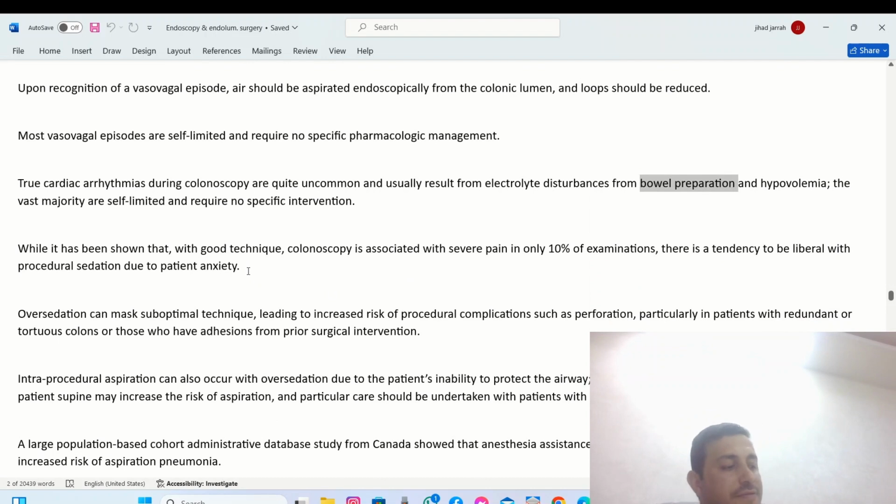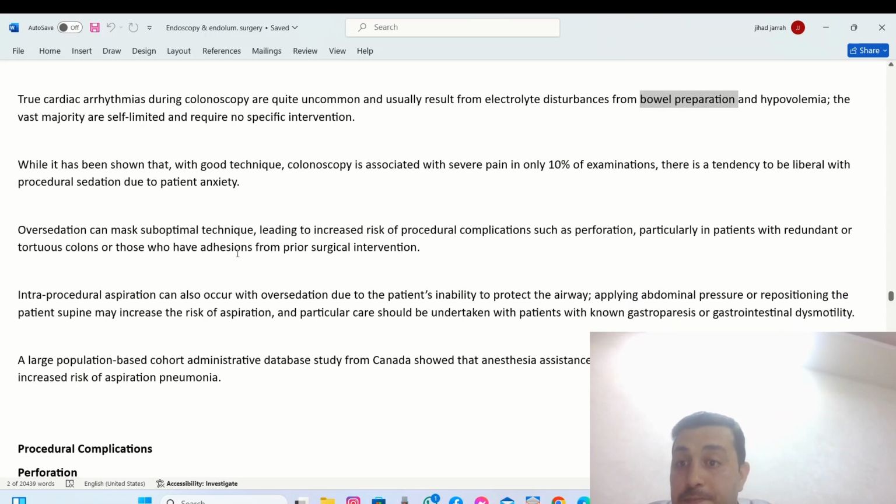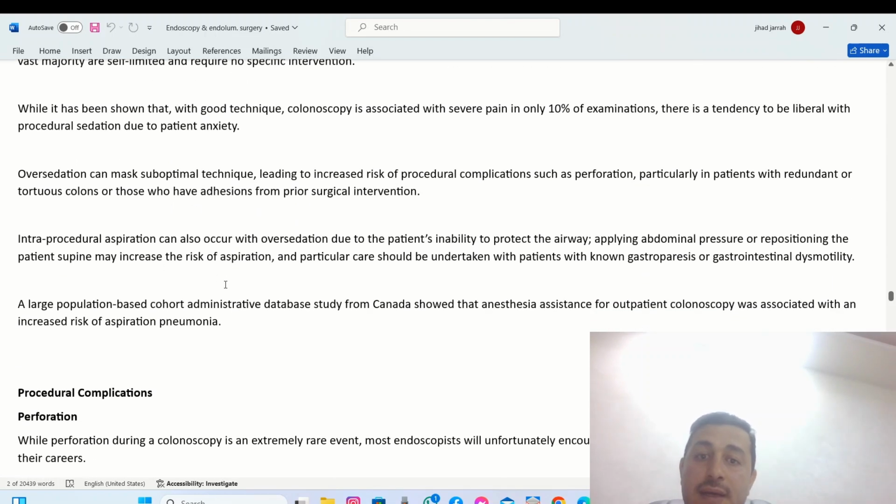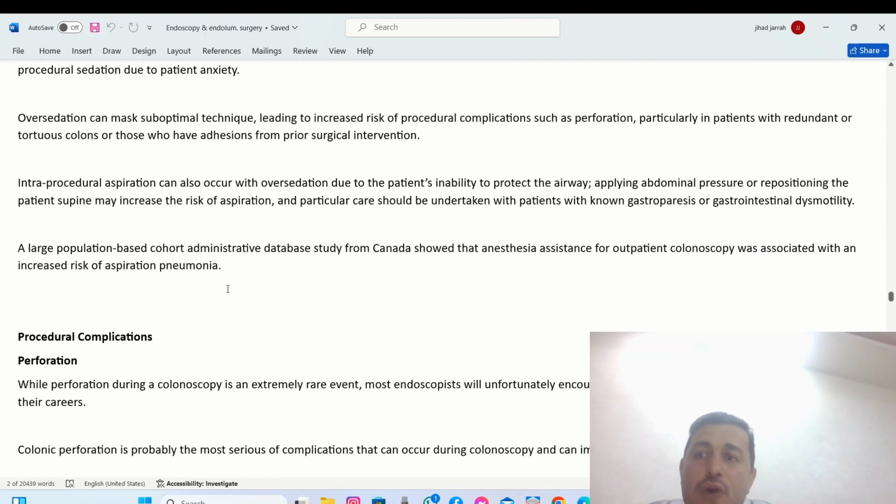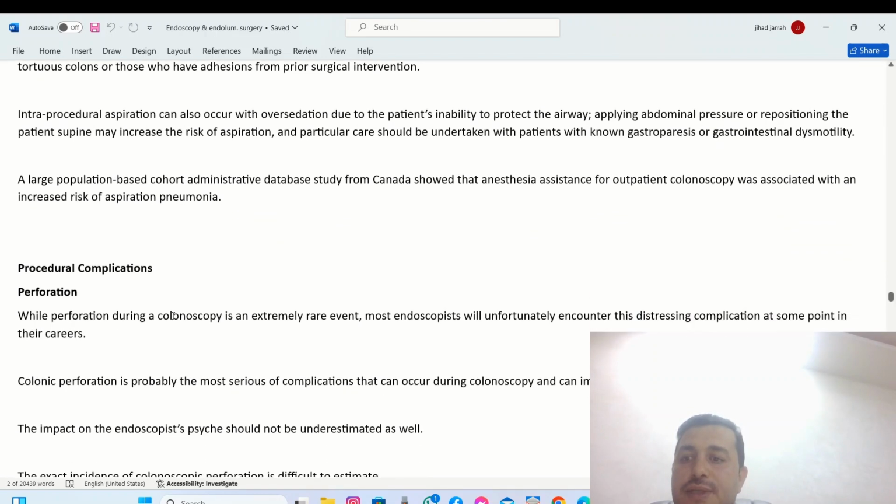What else do we have? Over sedation can mask pain. We said how it's associated with perforation. And what else? Of course, be careful about the positioning of the patient. It's not preferred to put a sedated patient, who can hardly protect his airway, in a supine position. So you should avoid supine position.